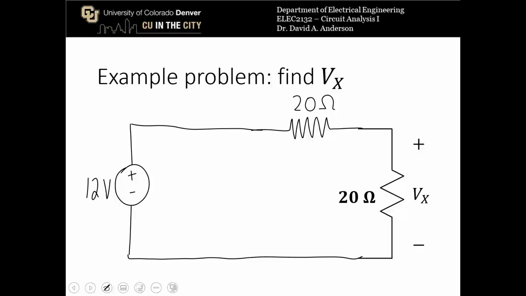And now I'm left with just a simple voltage divider circuit, which means that V sub X is equal to 12 volts times 20 ohms divided by 40 ohms, which is equal to 6 volts.